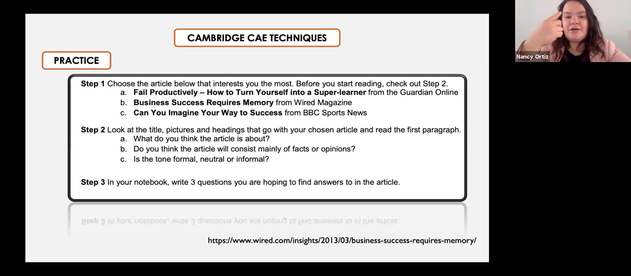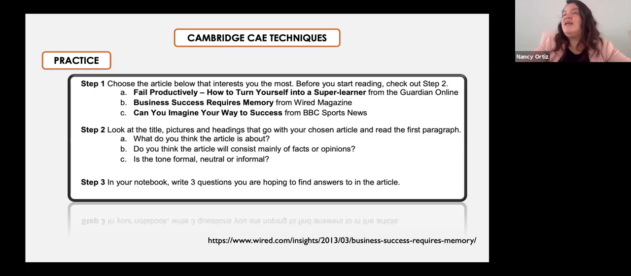You have to answer to yourself, and then you share with us, what do you think the article is about? Just with the title, headings, first paragraph, and pictures. Then, B, do you think the article will consist mainly of facts or opinions? Because the readings in Cambridge are usually either facts or opinions, okay? So you need to start differentiating that. And C, is the tone formal, neutral, or informal, okay?